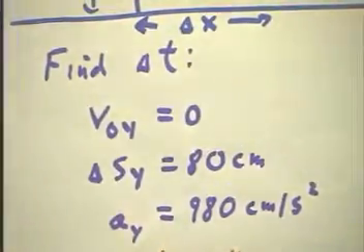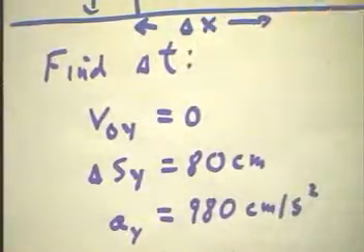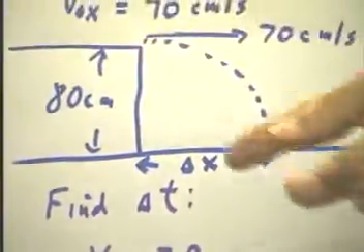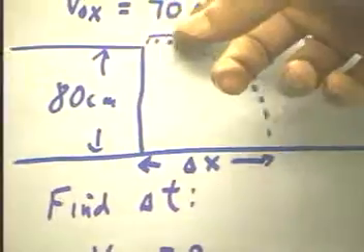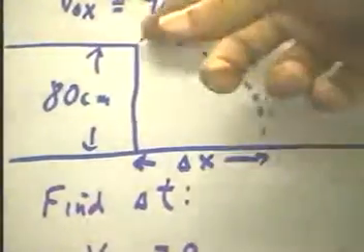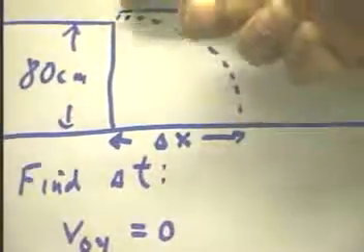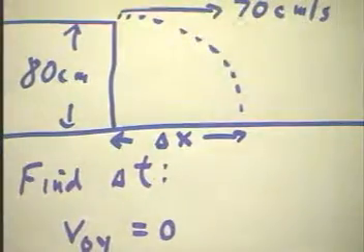The next thing we're going to do is find the delta t. That's the time required to fall the 80 centimeters from here to here during the uniform acceleration phase from the edge of the ramp or table to the floor. Now, the fall is going to be under the influence of gravity.